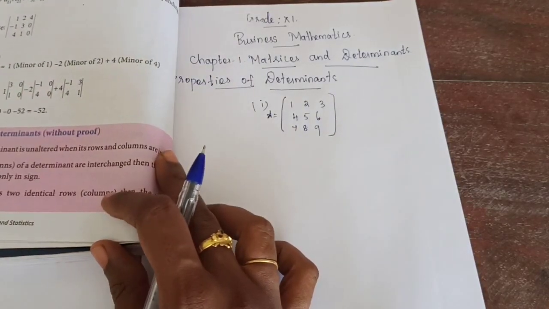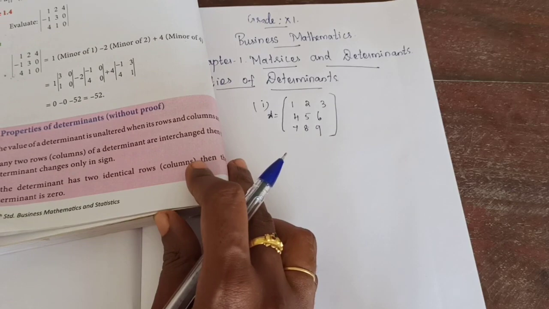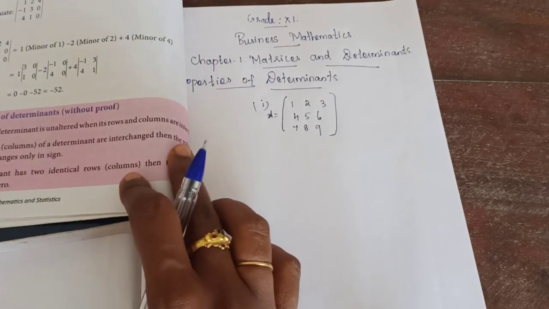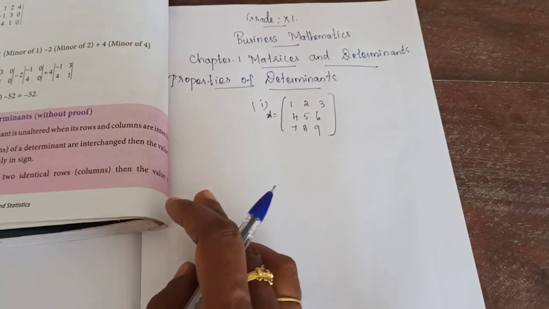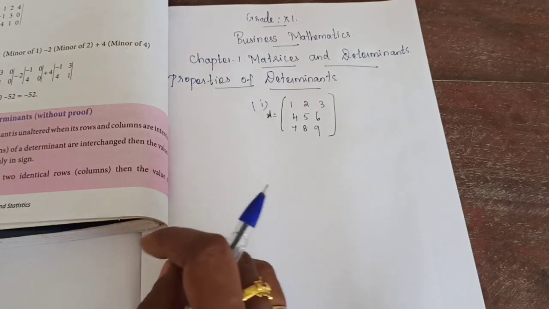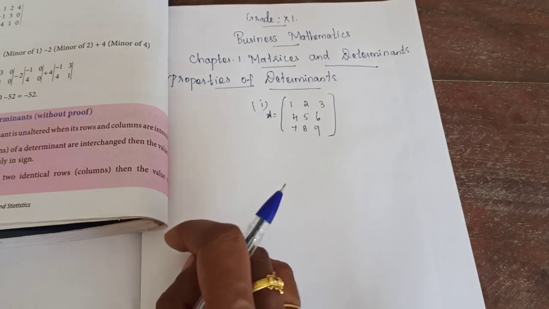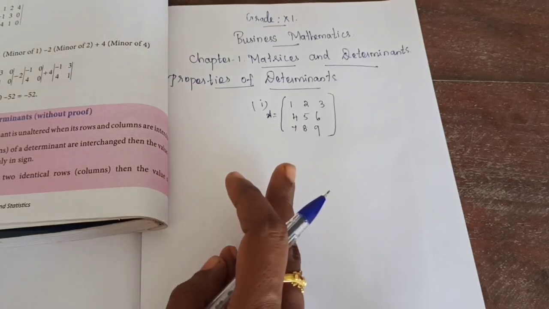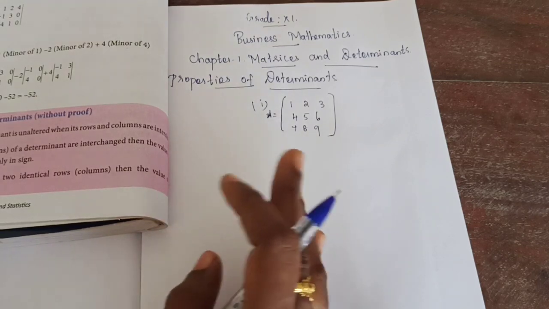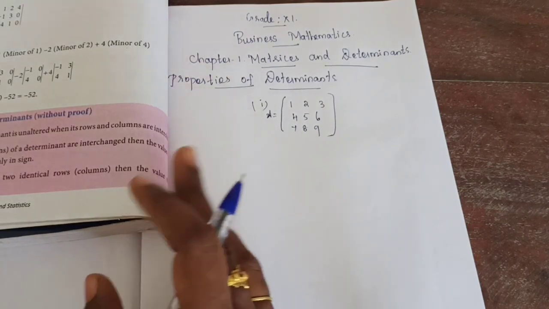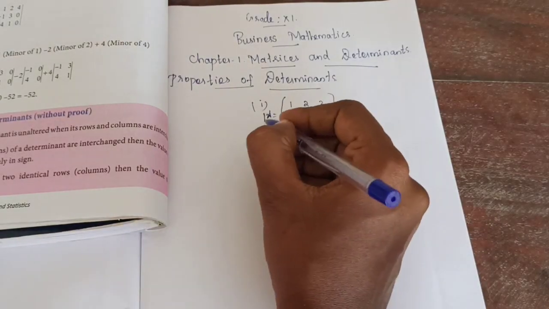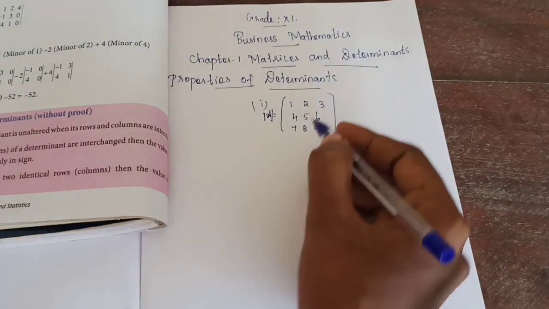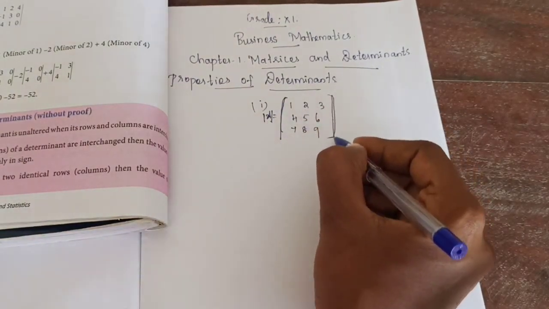In this property they said the value of a determinant is unaltered when its rows and columns are interchanged. Unaltered means it won't change. So if you are interchanging rows and columns, changing all the rows as columns and columns as rows, the determinant value won't change. Understand? Now if I take this as determinant A, it's not matrix A, it is determinant A.